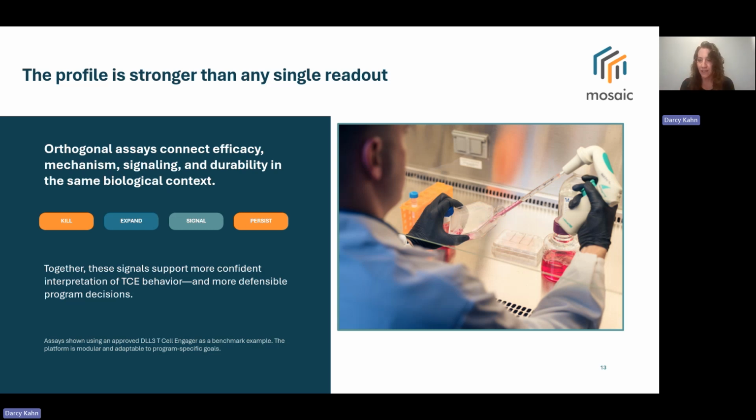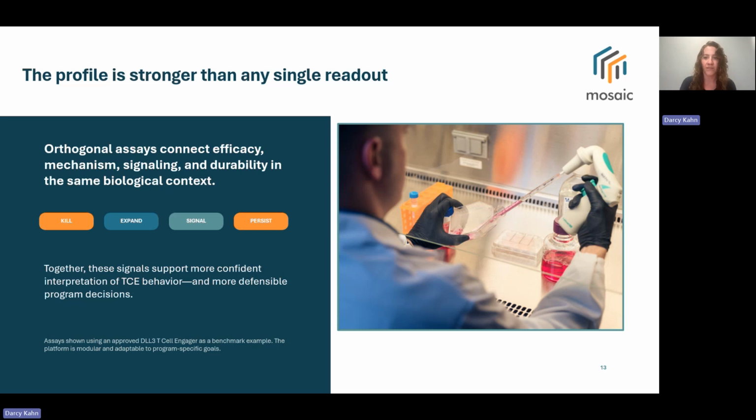So cytotoxicity tells you it works. Activation and expansion tell you that the mechanism is doing what you'd expect. Cytokines tell you about efficacy as well as risk. And then you've got longevity and checkpoint markers that are telling you how long that function actually lasts and why.